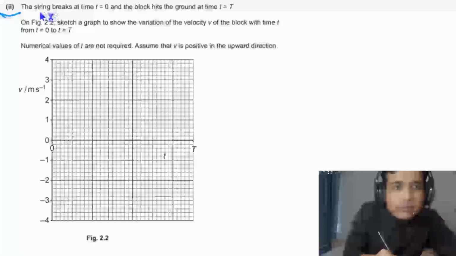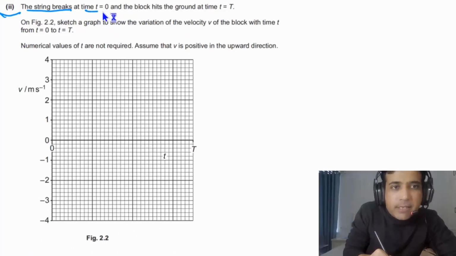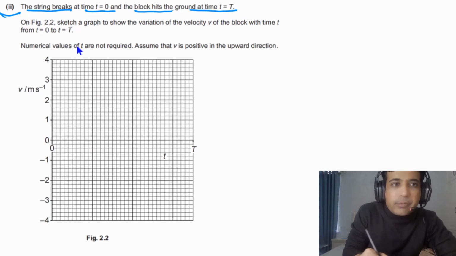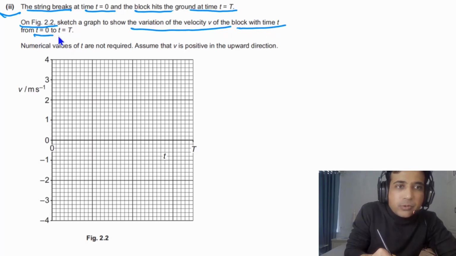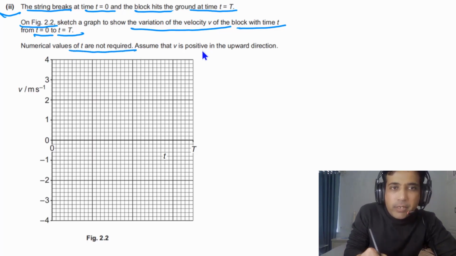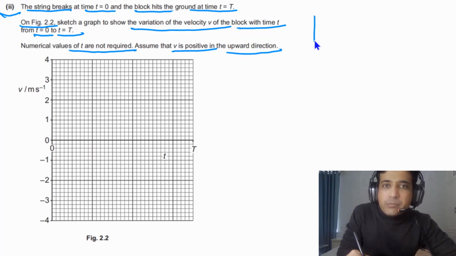For the second part, it is given to us that the string breaks at time t equal to 0 and the block hits the ground at time t equal to capital T. On figure 2.2, we need to sketch a graph to show the variation of the velocity v of the block with time t from t equal to 0 to t equal to capital T. Numerical values of t are not required. Assume that v is positive in the upward direction. So it simply means that we need to take the upward direction as positive.